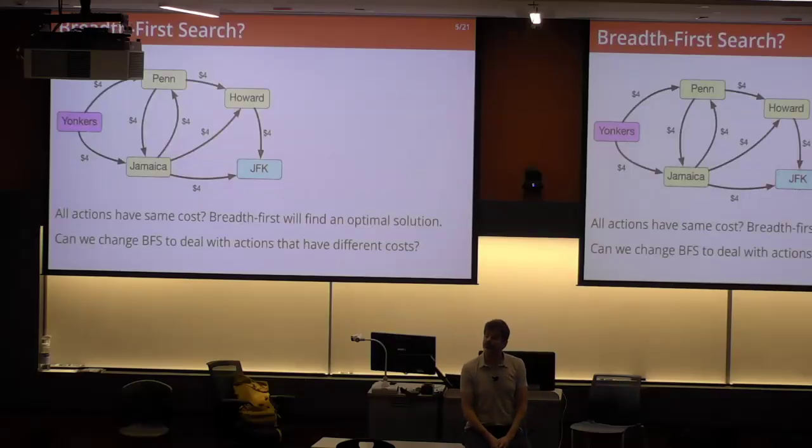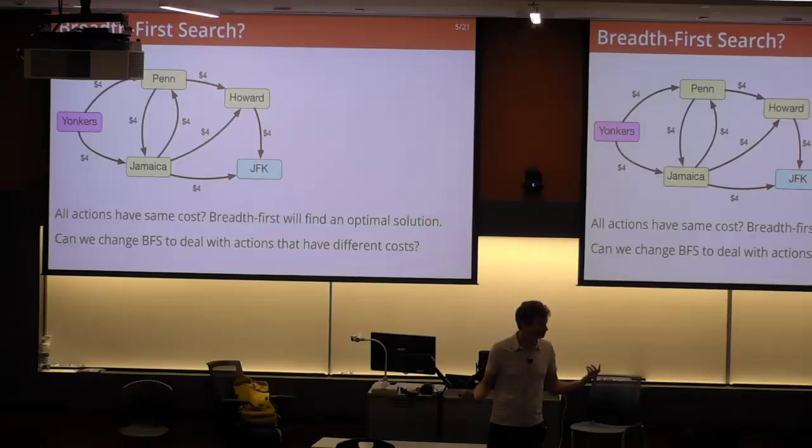And you could use breadth first search, right? It would actually give you the correct answer if all your links had the same cost. We can think of breadth first search as each edge has a cost of 1, or in this case 4. And if you do breadth first search, the first time you pop JFK off of the stack, you will have found the shortest path to JFK.